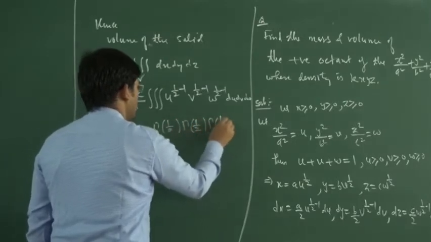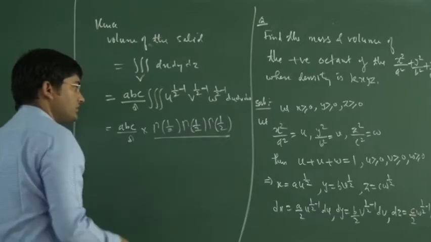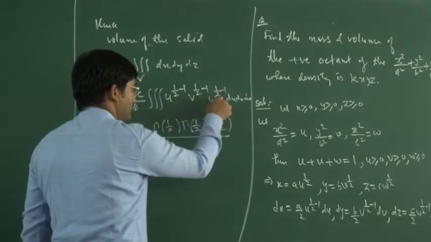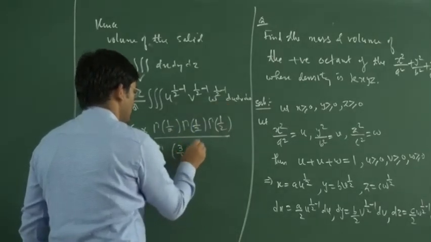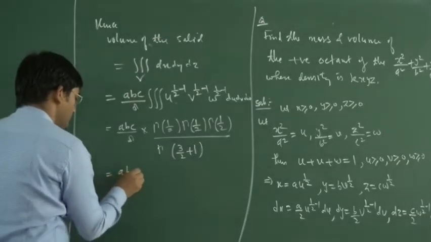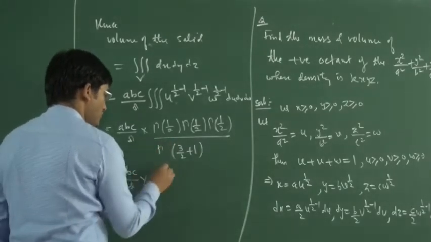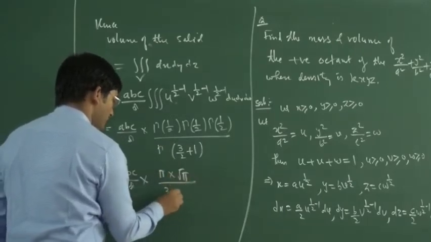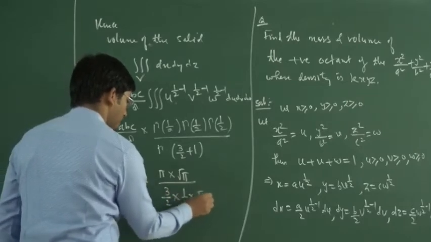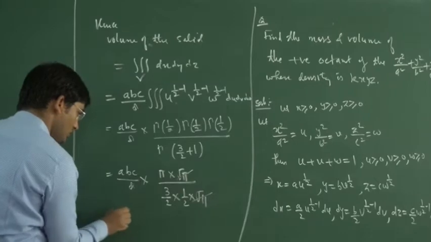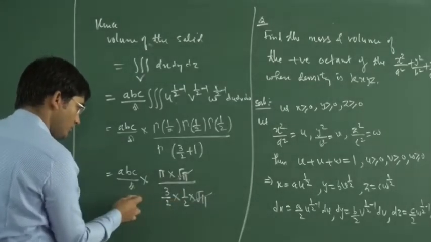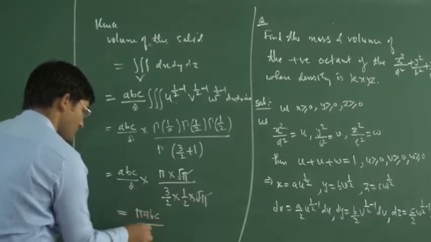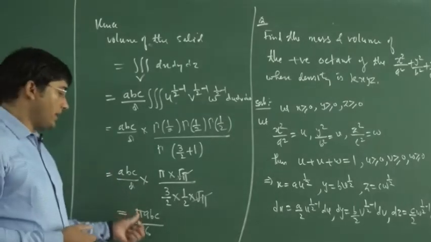Now I am using the Dirichlet theorem. The Dirichlet integral is gamma L into gamma M into gamma N upon gamma L plus M plus N plus 1. So this will be gamma 3 by 2 plus 1. So this is equal to abc upon 8. Now gamma half is root pi, so this will be pi into root pi. And here we have gamma 3 by 2 plus 1, so this will be 3 by 2 into half into gamma half. So this root pi will get cancelled. So this is equal to pi abc upon 6. So the volume of the solid is equal to pi abc upon 6.